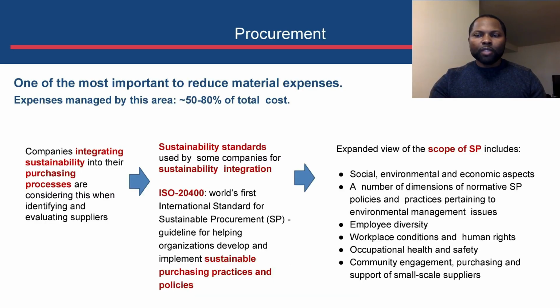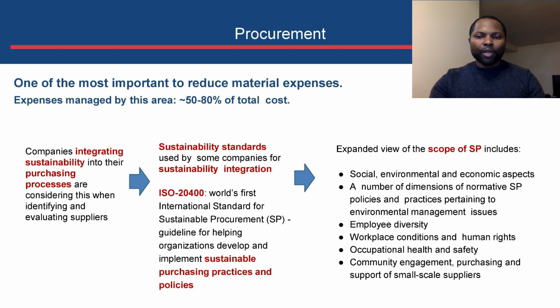Procurement is one of the most important areas when a company is looking to reduce material expenses. All the areas of the supply chain are related to procurement. For example, the supply of raw materials for production and manufacturing is one of the first responsibilities of the procurement team. In general, expenses managed by the procurement area cover between 50 to 80% of the total cost. Our discussion in this section will focus on sustainable procurement.